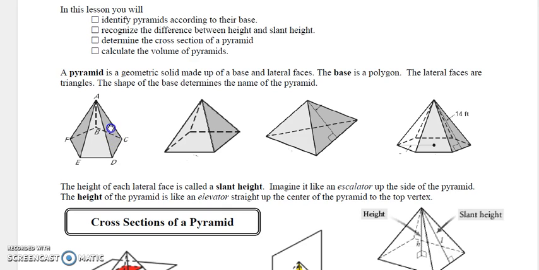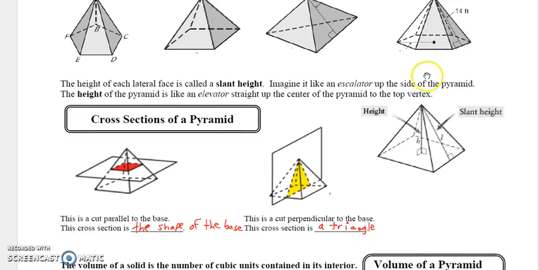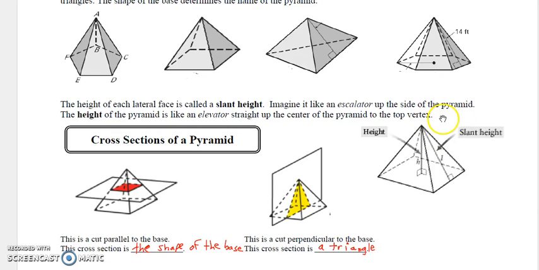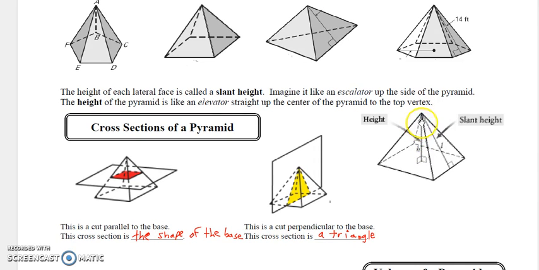So these lateral faces here, the faces along the side of it, those are triangles. But we name the pyramid based on whatever the shape of the base is. Now, for the pyramid, we have the height, which is what we need when we're calculating the volume, and then this is called the slant height. So the slant height is the altitude of one of the side triangles, one of the lateral faces.